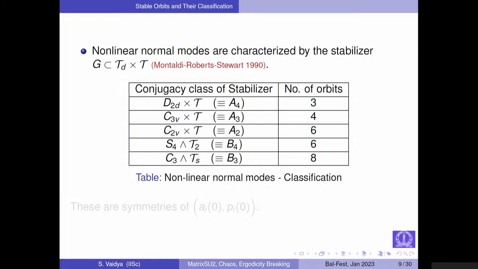There are these 5 classes, and these are their names: A3, A4, A3, A2, B3, B4. These are just particular subgroups of T^D cross T. One way to think about these stabilizers is that they are essentially symmetries of the initial conditions. We have to specify 3 A's and 3 P's, and some of them may be equal to each other, or one may be a particularly chosen multiple of the other, and that is the sense in which these subgroups are symmetries of the initial conditions.